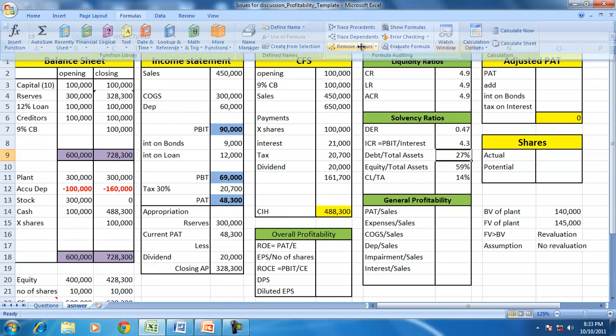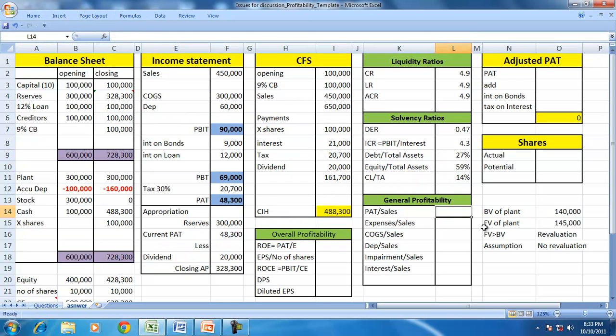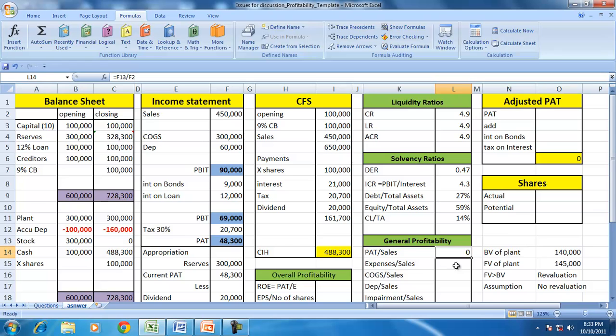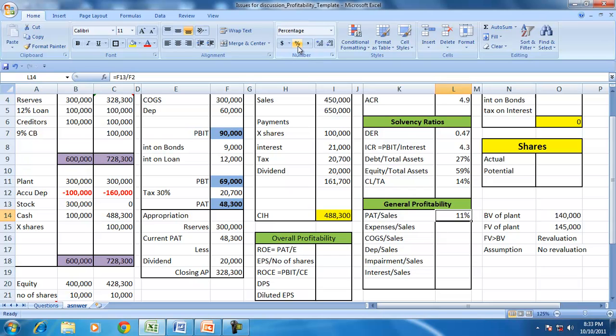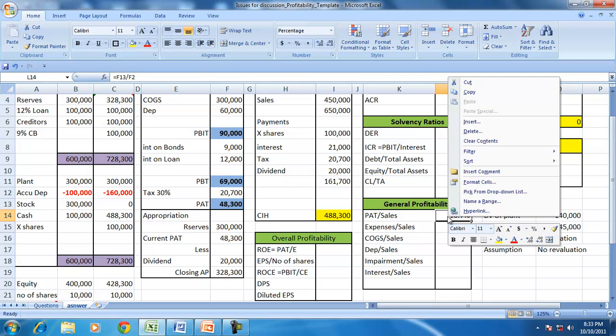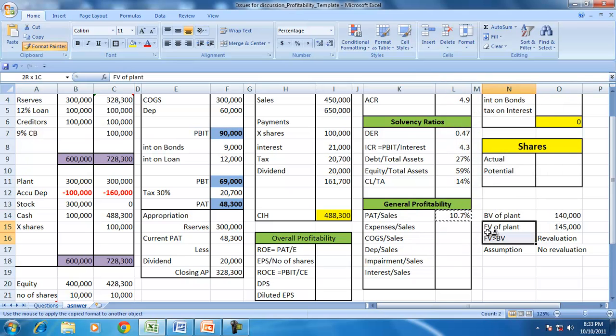Now we'll see the profitability ratios. PAT by sales is the profitability ratio. PAT by sales will tell us what percentage of sales is profit. Expenses will show the percentage of expenses to the sales.